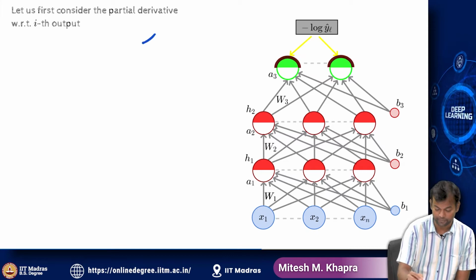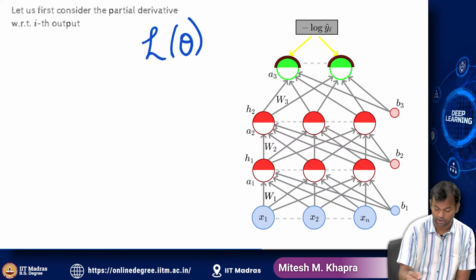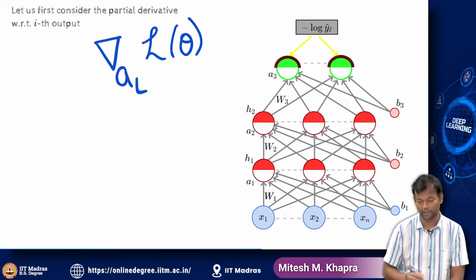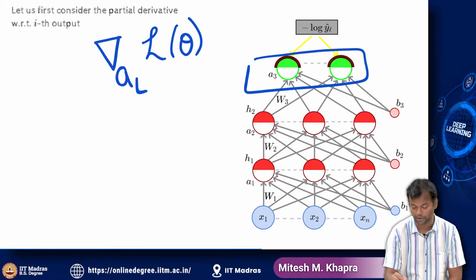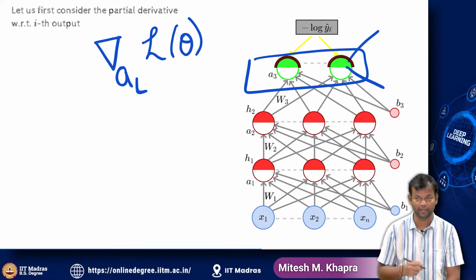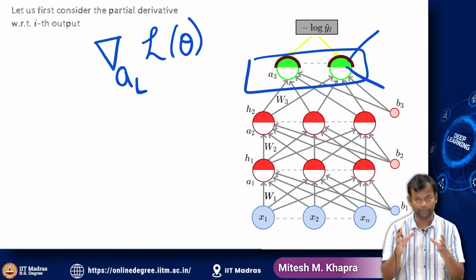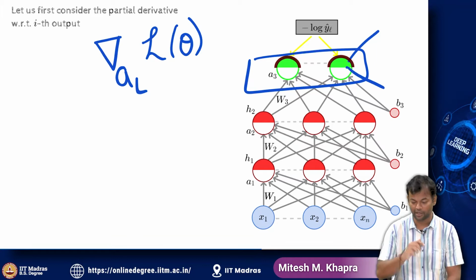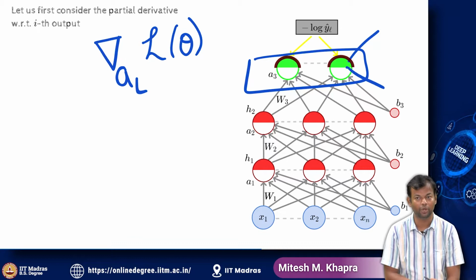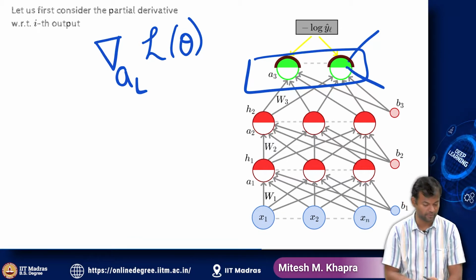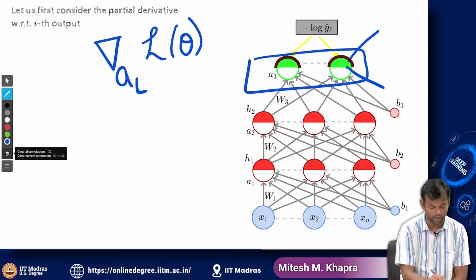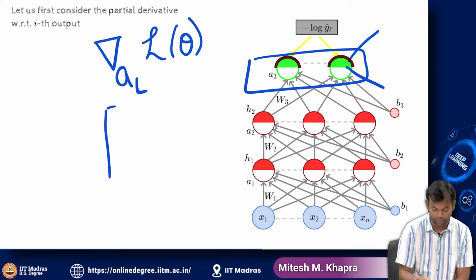I'm interested in computing the derivative of the loss function with respect to the output layer. So this is the output layer. I collectively call it the output layer, although it has two parts, activation and pre-activation. I'm going to call this layer, which is the A's, the output layer. So I'm interested in the derivative of the loss function with respect to these output activations or output pre-activations.